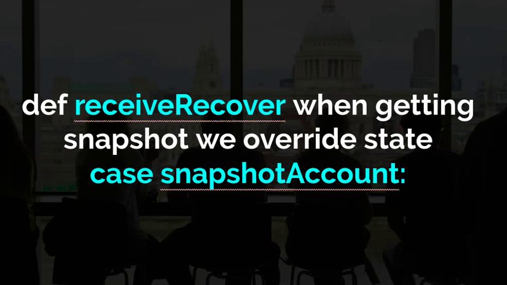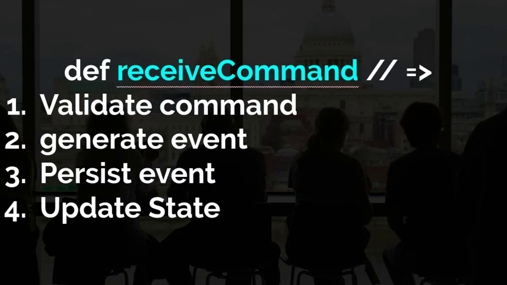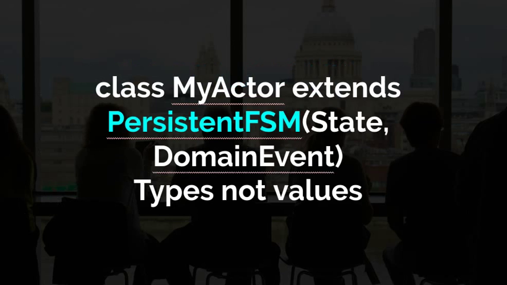You need to write, as a programmer, inside that method: case snapshot account, then update my state, override in this case my state. Let's repeat again, we have the 4 steps in the receive command: validate, generate event, persist the event, and of course the last step, update the state. And with that we move on to the finite state machine.